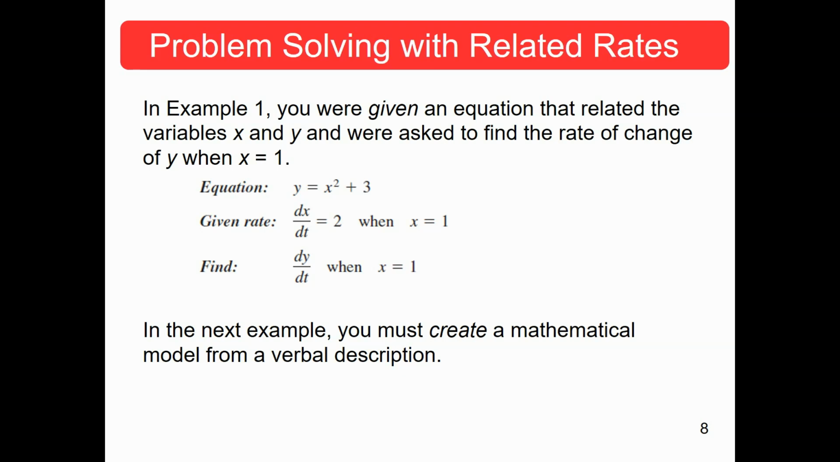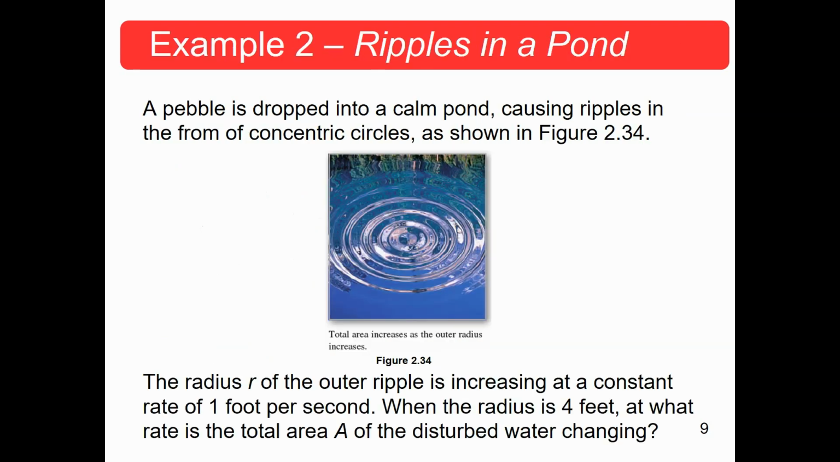Now in the next example here, we're going to actually have to create a mathematical model from a verbal description. So what does that mean? Word problem, right? All right. A pebble is dropped into a calm pond, causing ripples in the form of concentric circles. So circles, right? The radius of the outer ripple is increasing at a constant rate of 1 foot per second. So when the radius is 4 feet, at what rate is the total area, A, of the disturbed water changing?